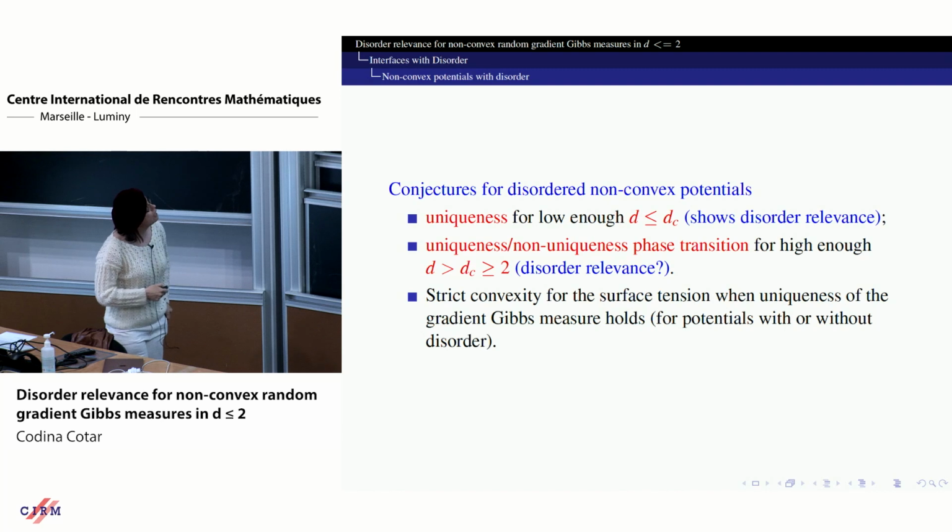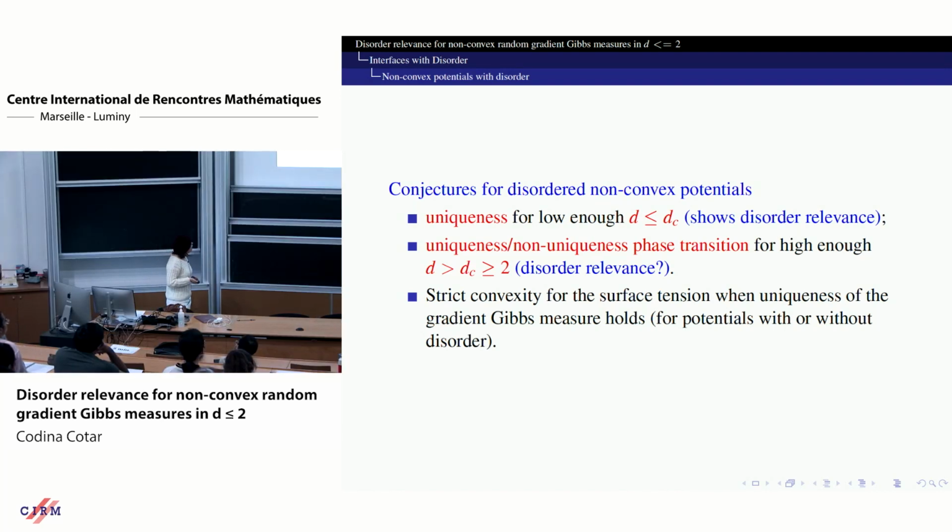And another question that I'm quite curious about myself is what happens to the surface tension strict convexity once you add disorder in the system. For non-convex models without disorder, it is conjectured that there will be cases where you have convexity but not strict convexity, but this has not been proved yet. And the question is, what would happen for such models when you introduce disorder? Would you recover strict convexity, or would you still have just convexity of this disordered surface tension?